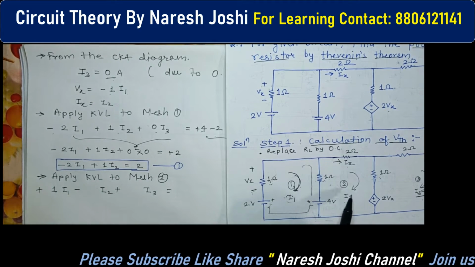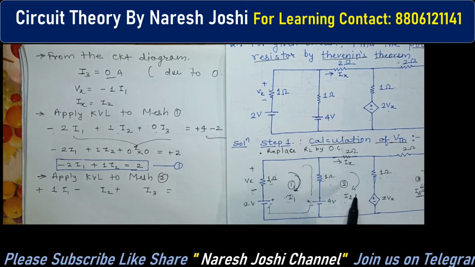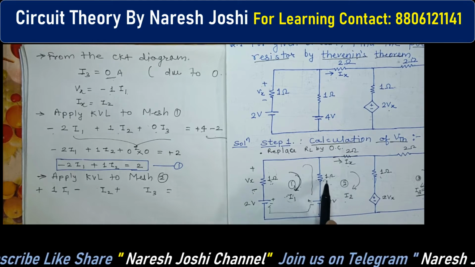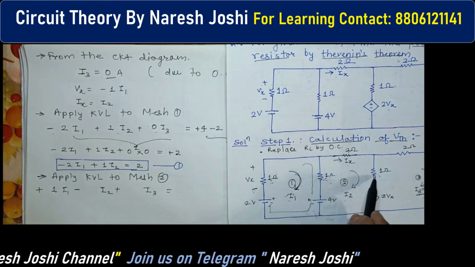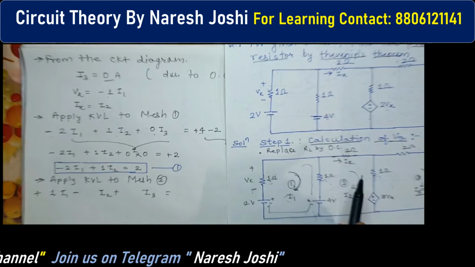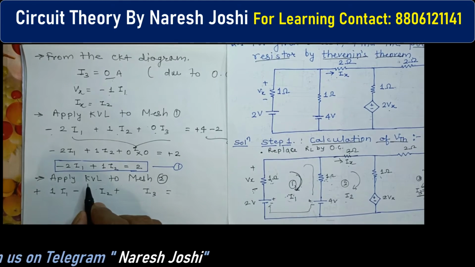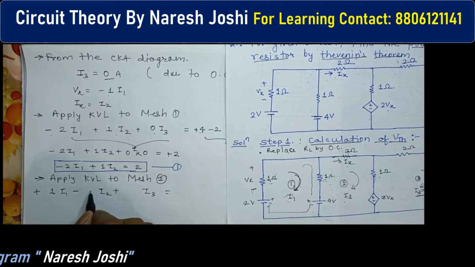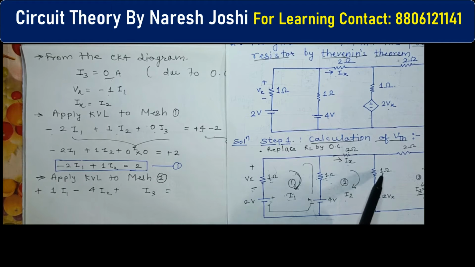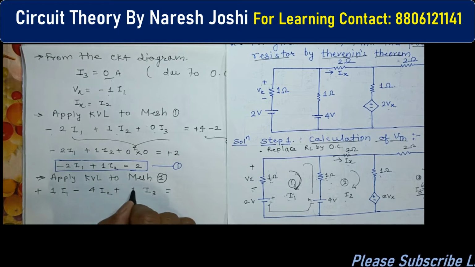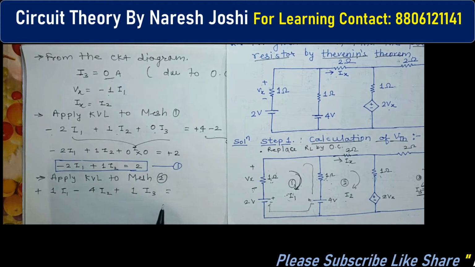Next I need to check through which resistance of mesh 2 the current I2 is passing. So I2 is passing through the 1 ohm, this 2, so 1 plus 2 is 3, and again it is passing through the 1, so it is 4. So I will write here it is the 4. And through which resistance is I3 passing? Through this resistance, you can see this I3, this is 0, but I will write here 1. Later on we will put the value of I3 equals 0.